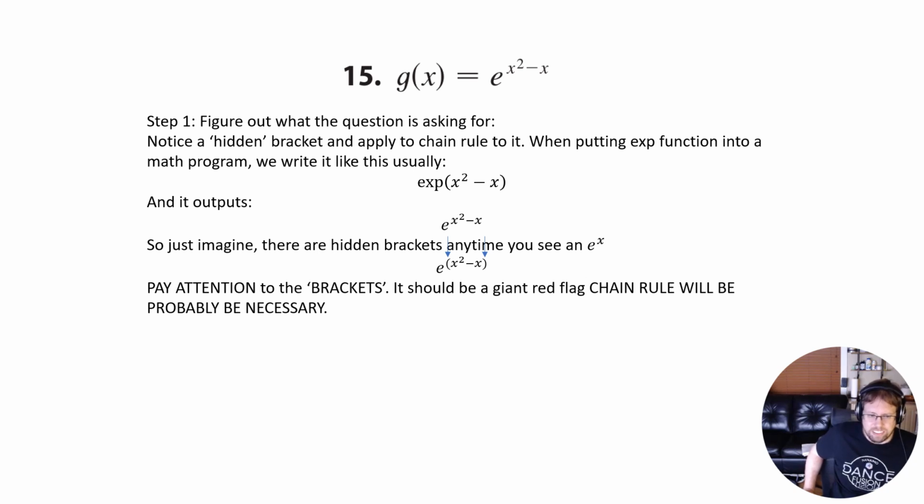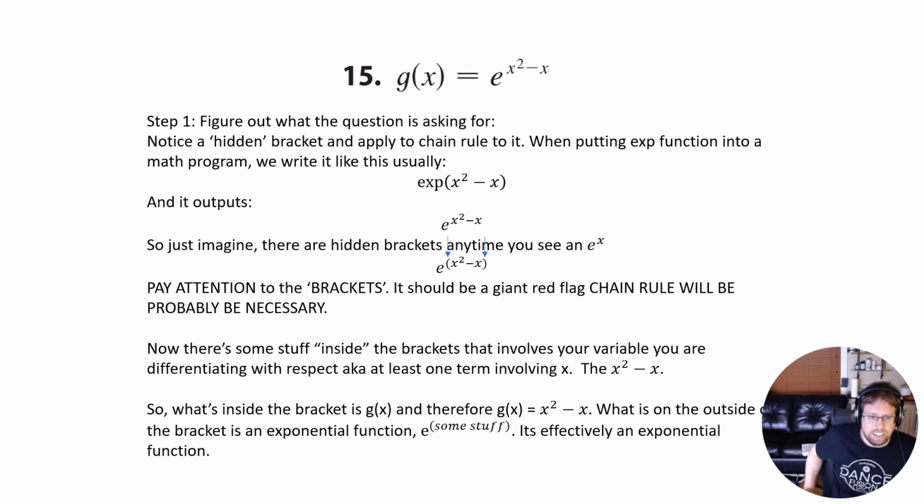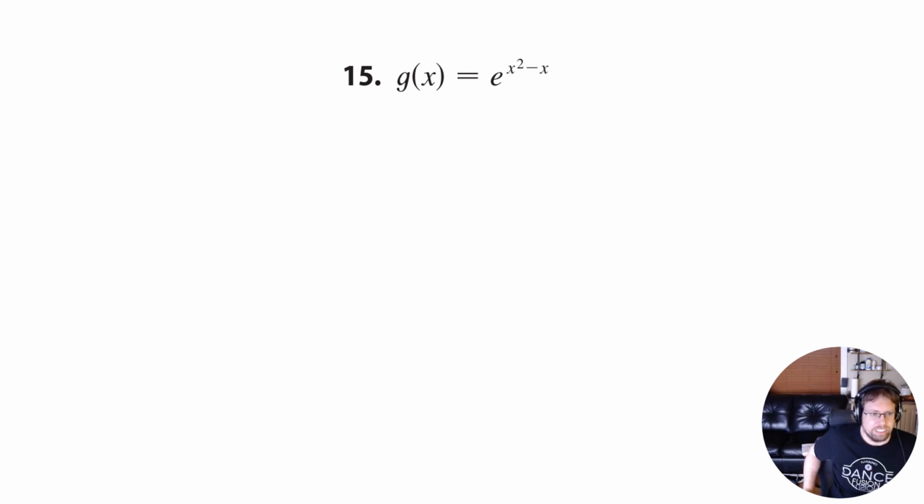If you see brackets, it's probably going to be chain rule, as long as there's something involving your variable like x inside there. So the stuff on the inside is going to be x squared minus x. And the stuff on the outside is just your exponential function. So effectively, we're just doing the derivative of an exponential function, and we'll do that on the next page here.